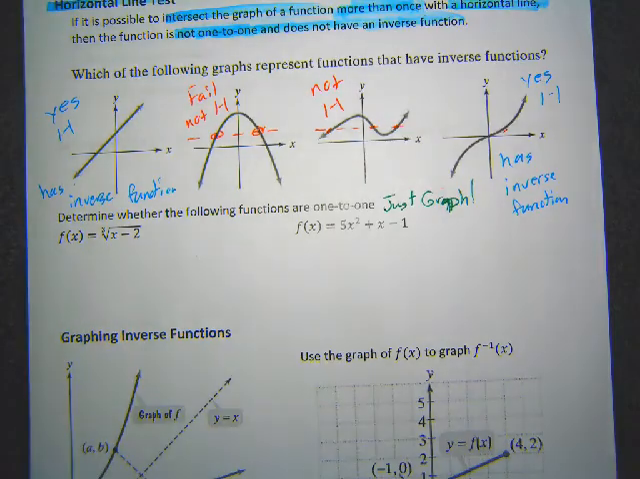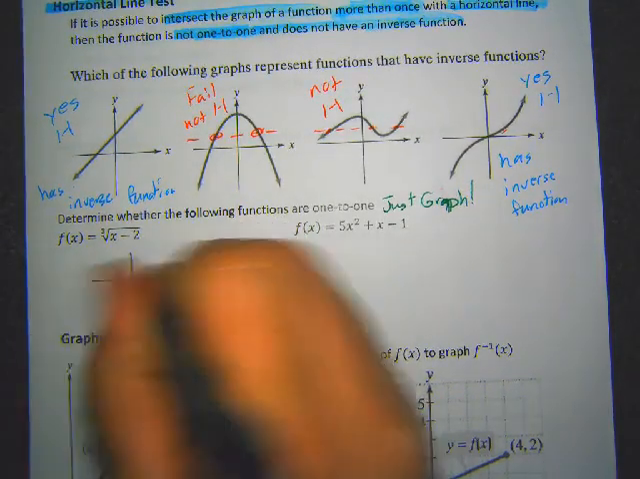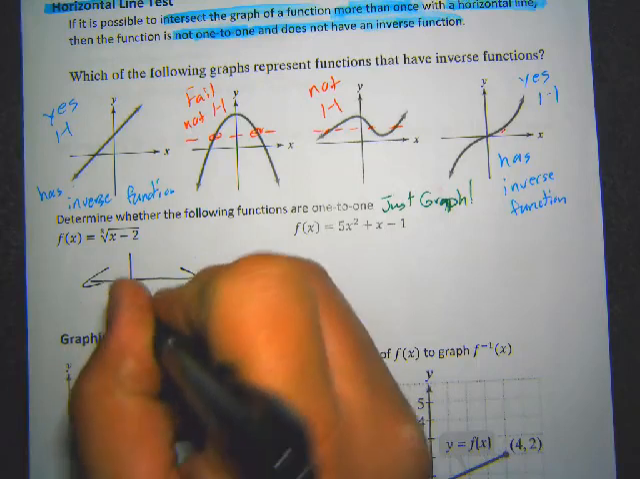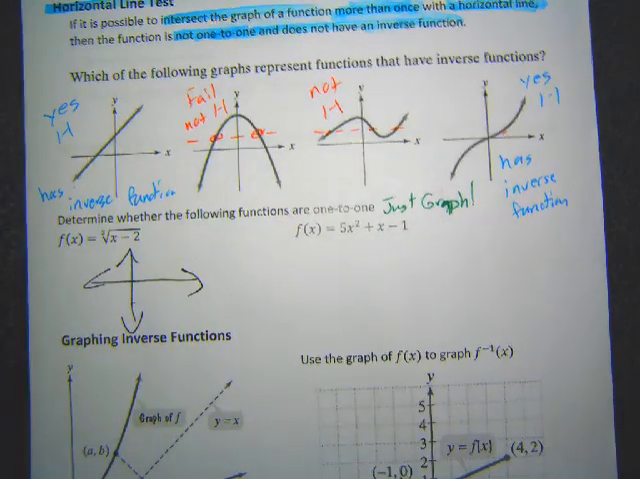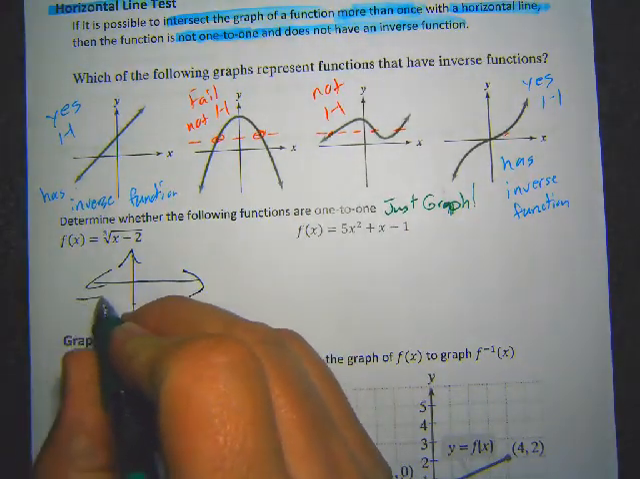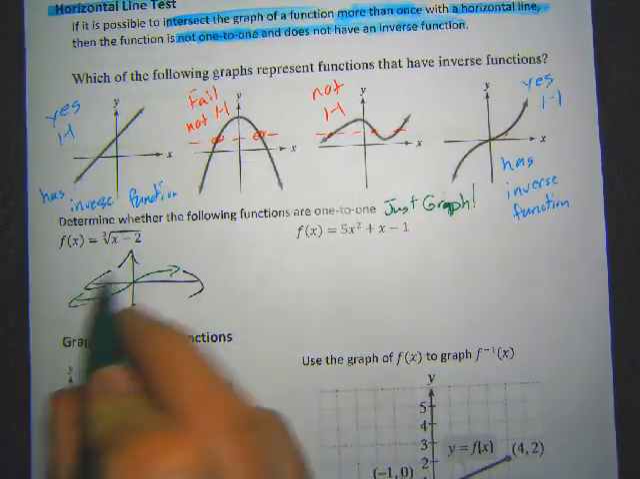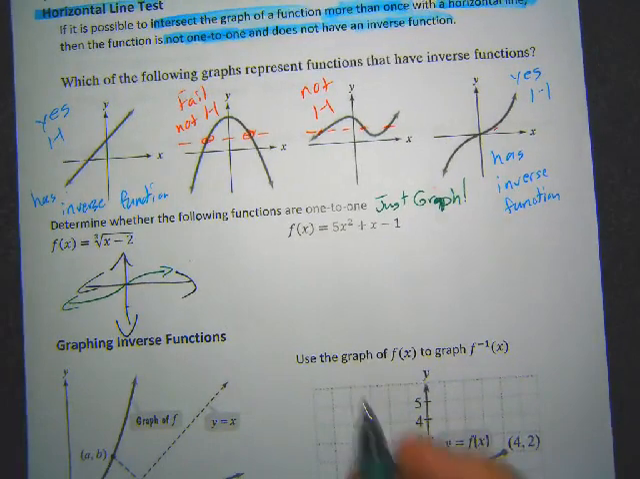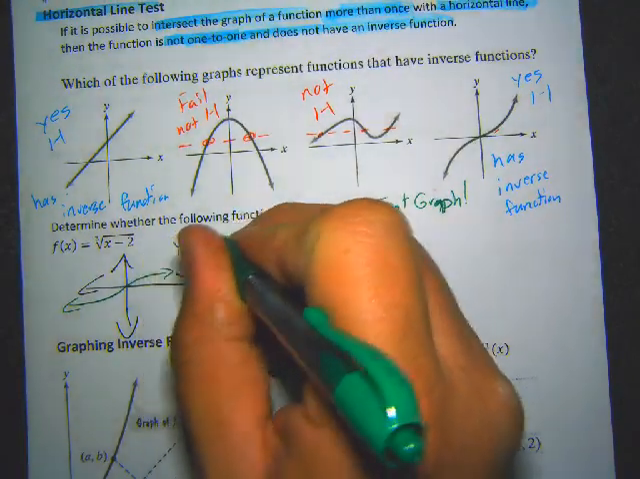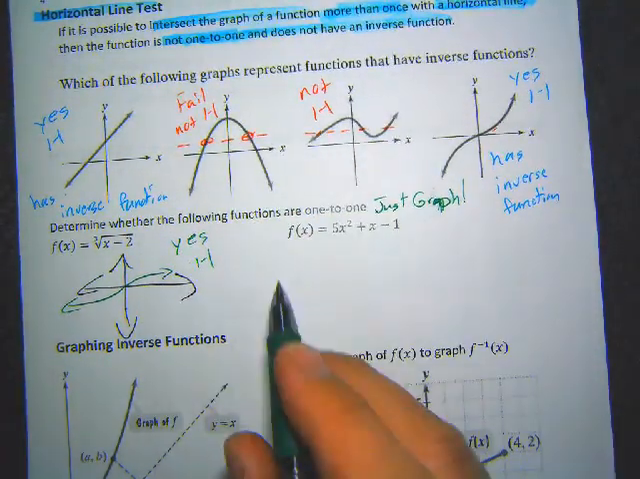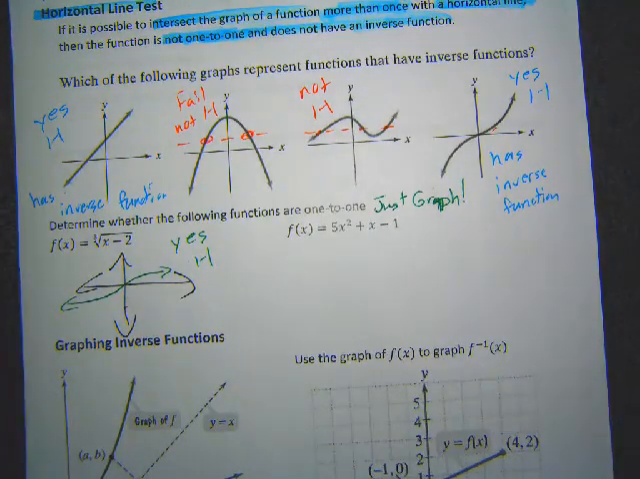If I draw a little graph real quick, the function is on there, and it kind of goes over and it goes up and it keeps going. It looks like that, and it passes. No matter where you cross it, it crosses only once. So yes, it's one-to-one. It does have an inverse function. Let's try the next one.